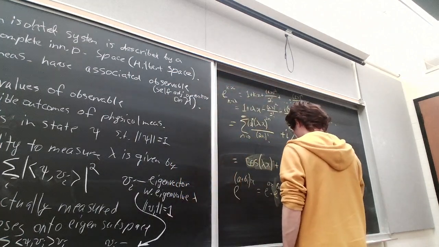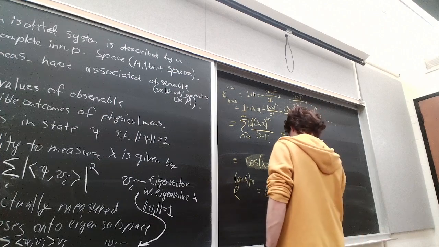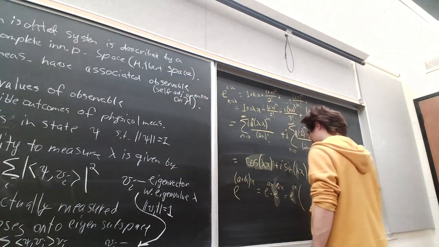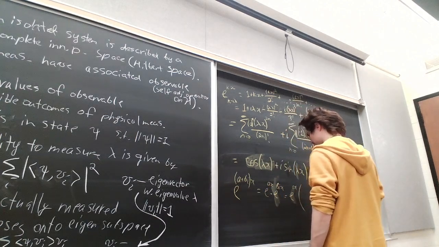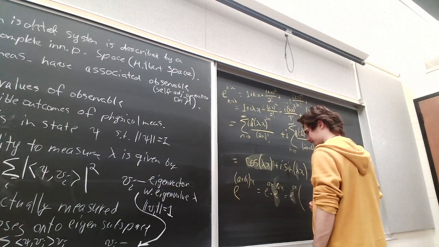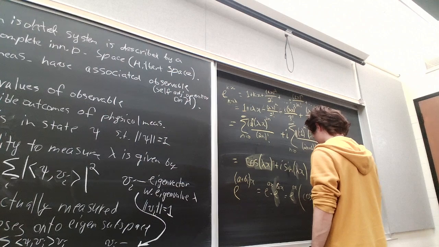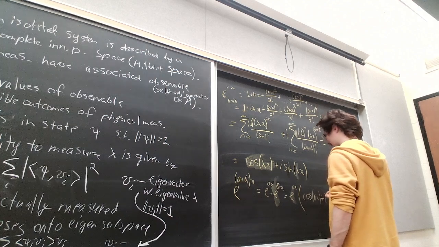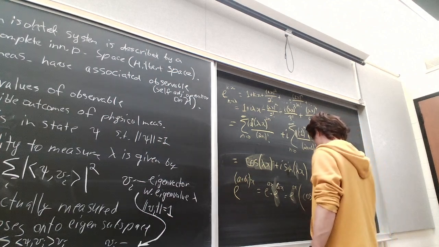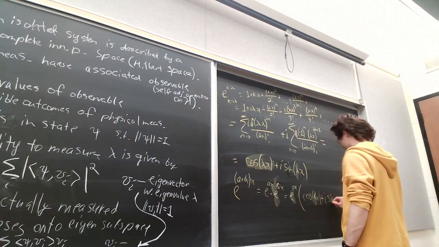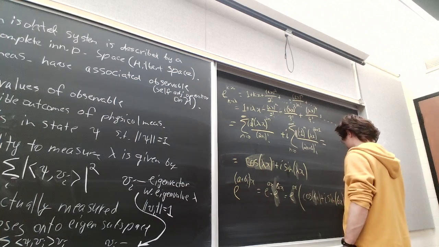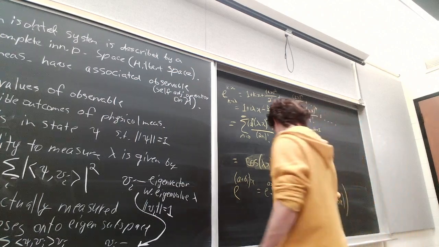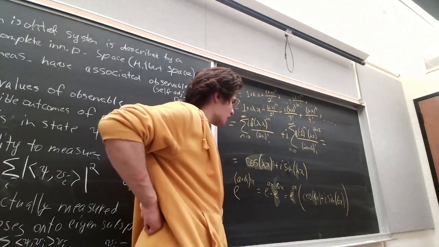So then now we can use our magic formula. We have e to the ax multiplied by cos bx plus i sine bx, right?